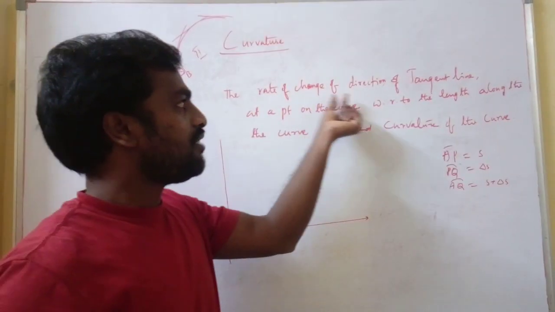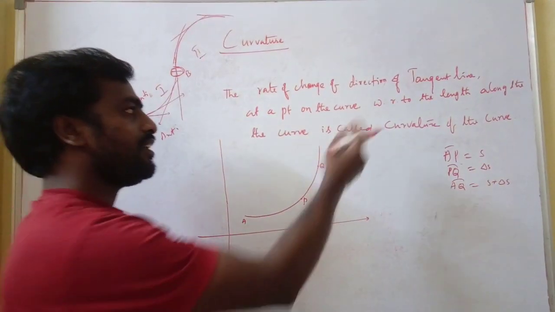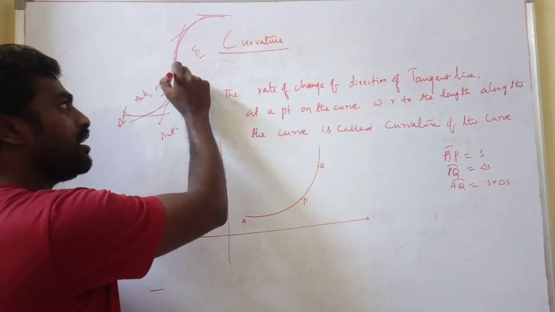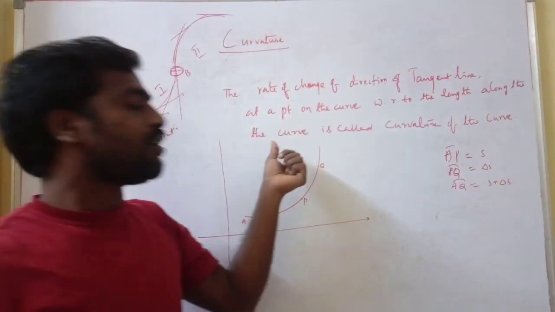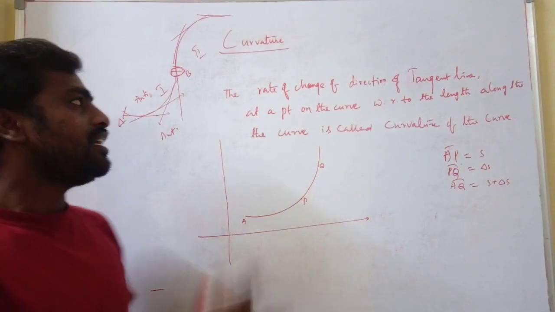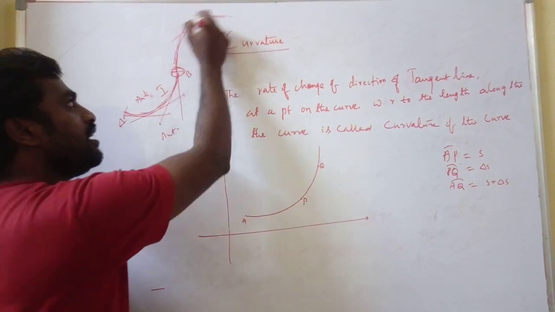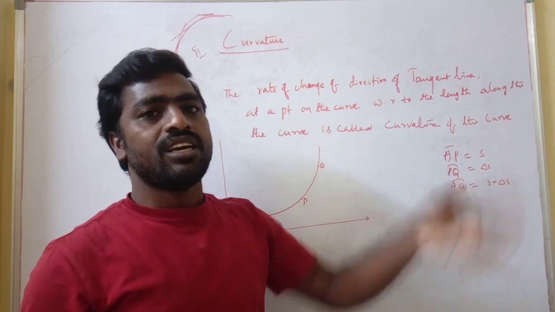The rate of change of direction of the tangent line at a point on the curve, with respect to the length along the curve, is called curvature, the curvature of the curve. Okay?